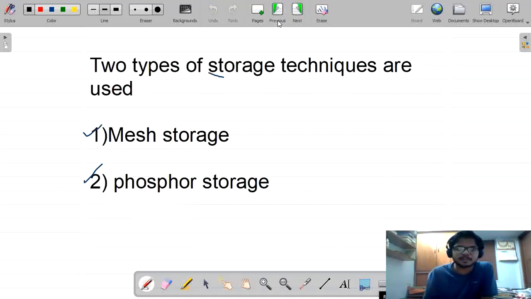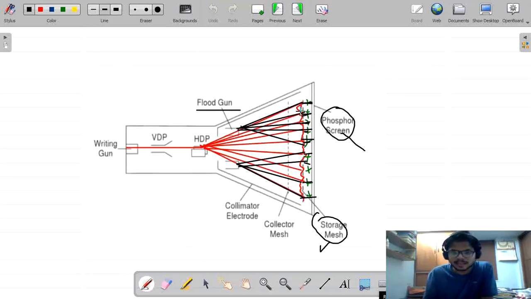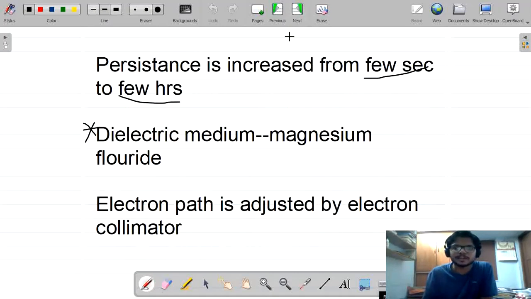The dielectric material is used on the storage mesh, and we are using magnesium fluoride. Then what is the role of the electron collimator? The electron collimator will guide the electrons so they do not deviate from the path. So it is the role of an electron collimator. The electron path is adjusted by the electron collimator.